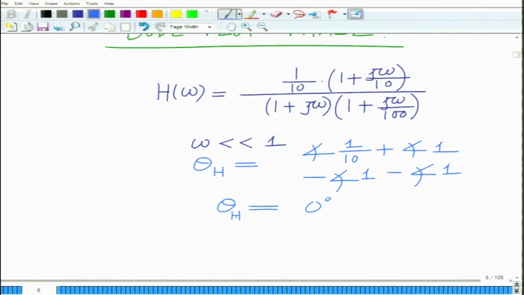So, all these are constants. For omega much smaller than 1, we can see that H of j omega is approximately 1 over 10, all right, and therefore, all the angles are 0 because it is a positive real number, and therefore, the phase is 0 degrees, okay.